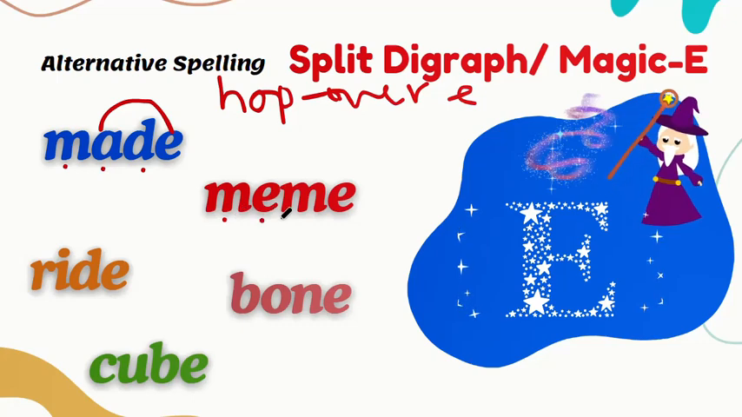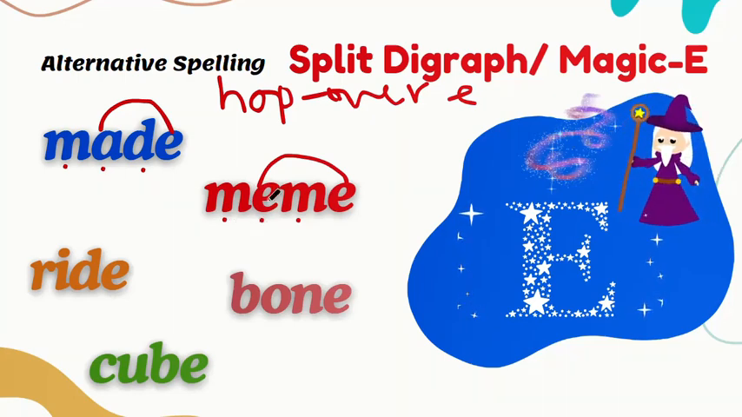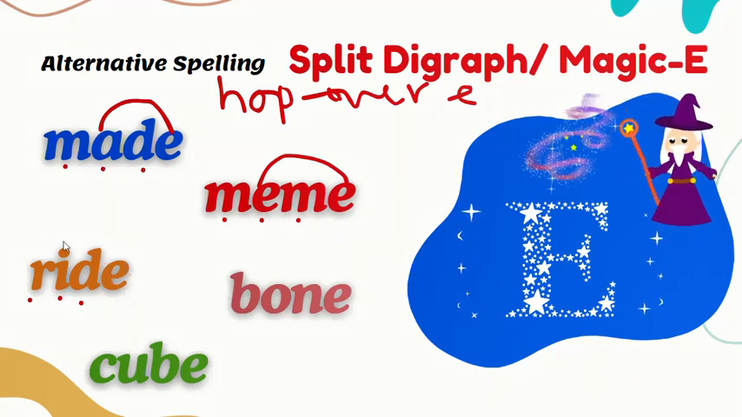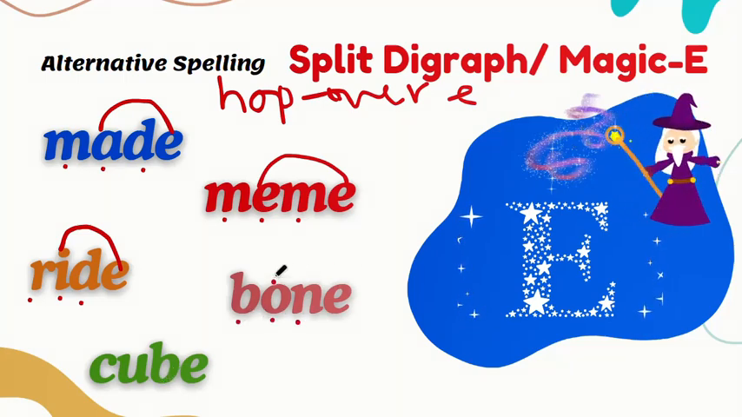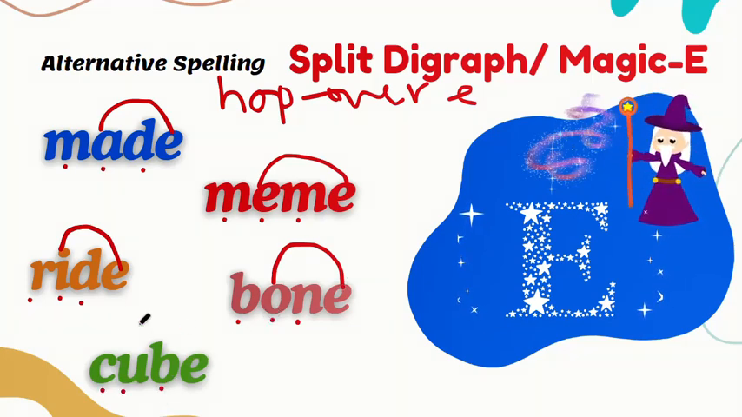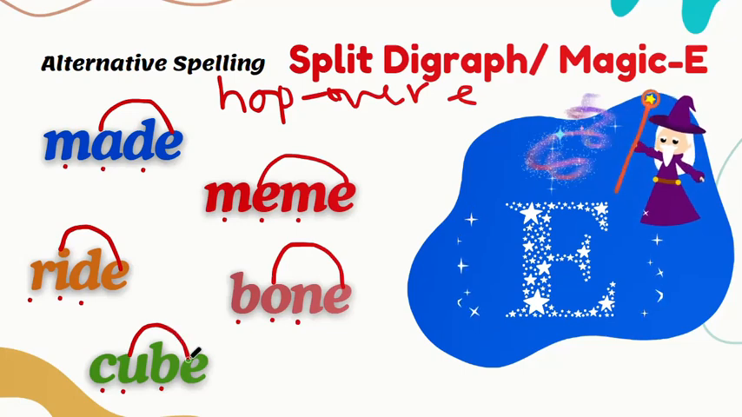This word is mem. Let's read it with the magic key. Say the long sound of E, eem, meme. If I remove the magic key, the word is rid, red. With the magic key, the word is ride. Bon. With the magic key, bone, the long sound of O. Cub. With magic key, cube, right? So this is how magic key works.